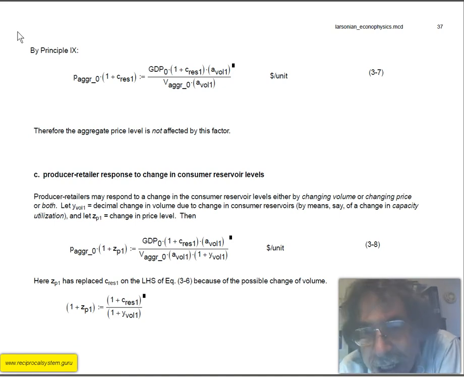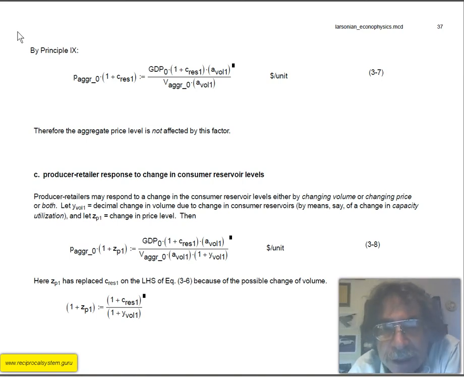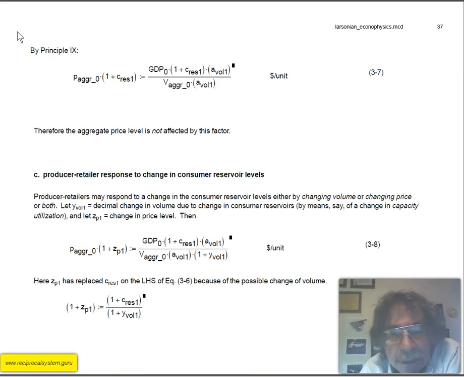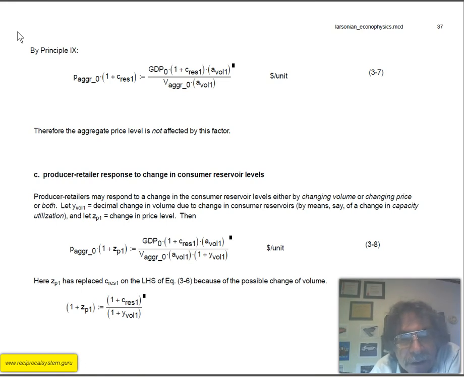By principle 9, we then have P sub ag res 0 times 1 plus C sub res 1 equals GDP sub 0 times the quantity 1 plus C res 1 times A vol 1, which we just calculated, divided by V sub ag res 0 times A vol 1. Therefore, the aggregate price level is not affected by this factor.